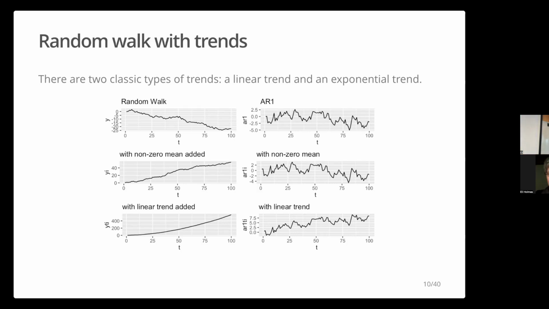Here, this would be a linear trend. And what would a linear trend look like? That would be if I added that in there. So it's not just mu, it's mu times t. And then it kind of goes up exponentially like that. These are all classic types of trends that can be added to random walks, and differencing can get rid of those things for us.